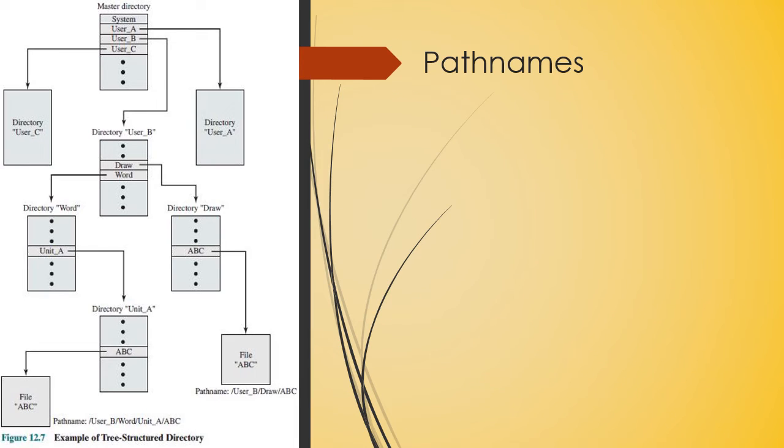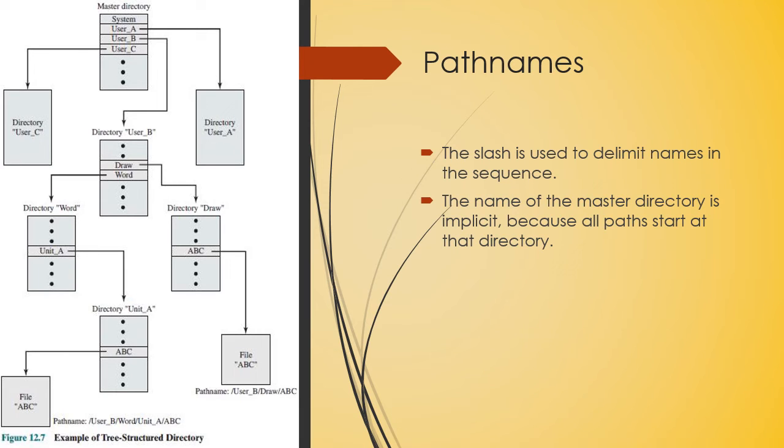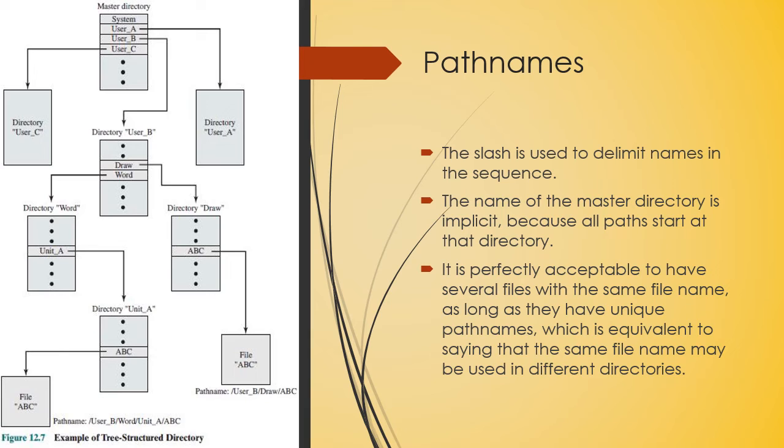Let us talk a bit about path names. The slash is used to delimit names in the sequence. It is used to differentiate between two names. The name of the master directory is implicit because all paths start at that directory. So you don't need to mention the name of the master directory in every path name. It is perfectly acceptable to have several files with the same file name as long as they have unique path names, which is equivalent to saying that the same file name may be used in different directories.